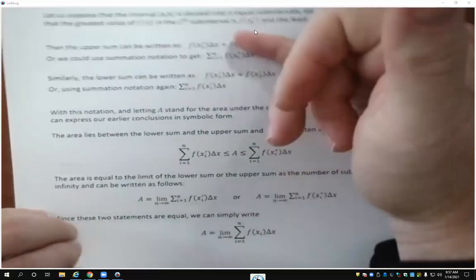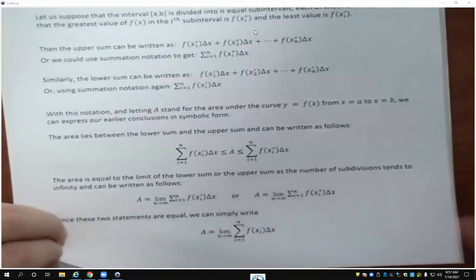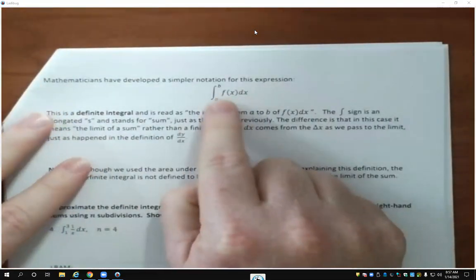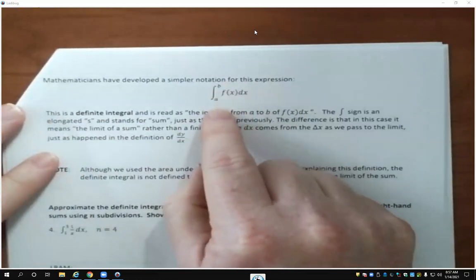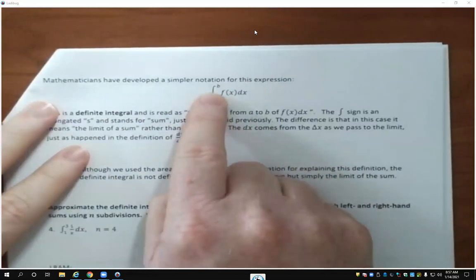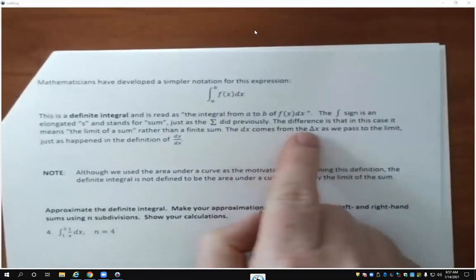I'm not going to go through all this. There's a lot of different notation, x sub 1s and x sub 2s, so we're going to jump right to this formula right here. This is our formula. What was developed over time is this integral symbol, and I'm going to tell you where that integral symbol comes from. It actually talks about it right here.